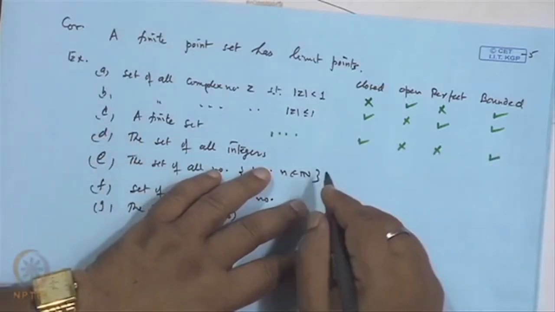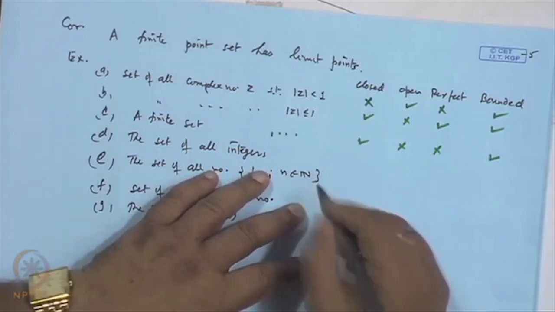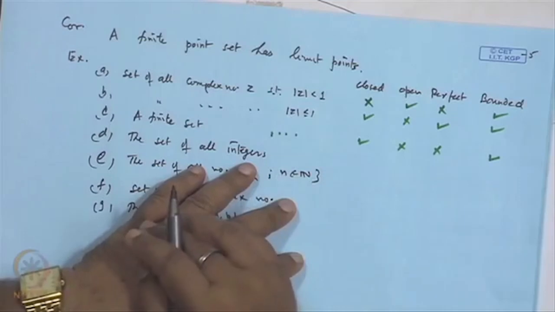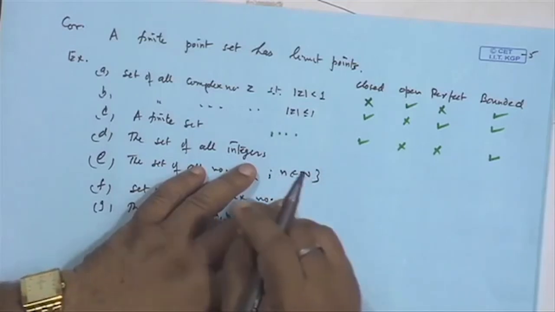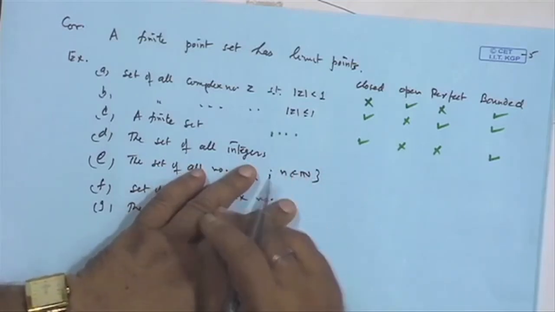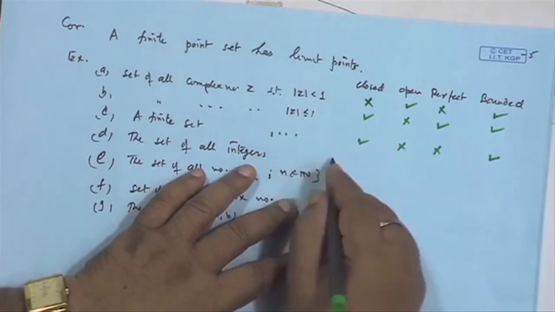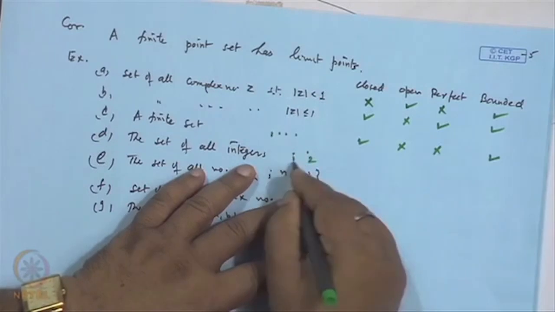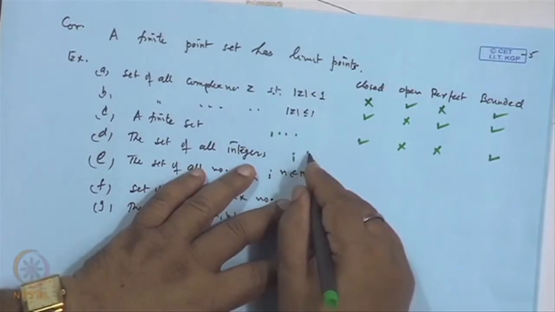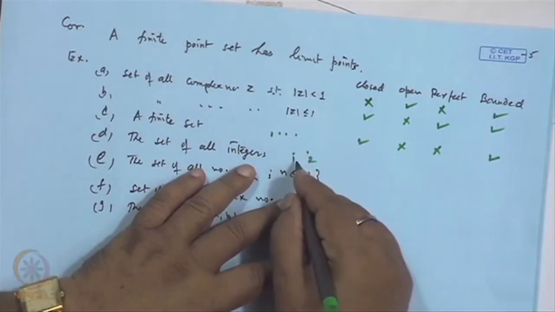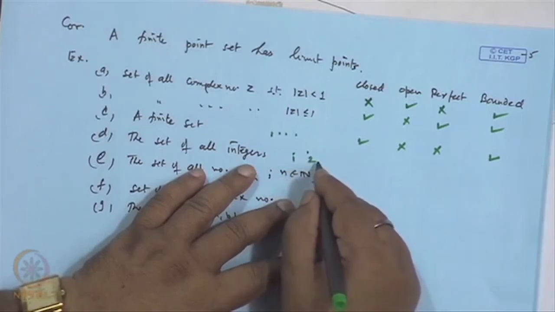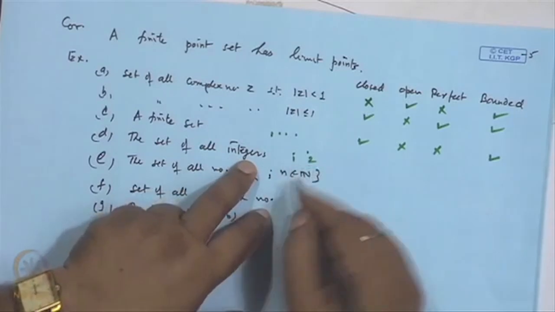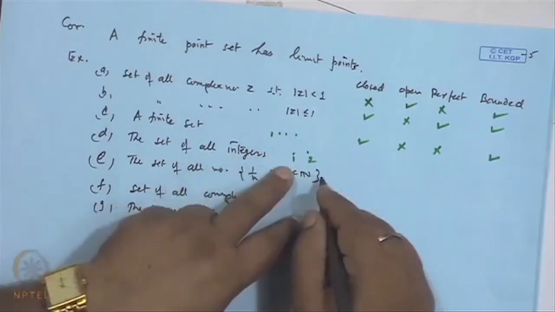Set of integers: this is a closed set, again the same thing. Every point is not a limit point, because again there is a gap between 1 and 2. So we can draw the neighborhood around the point 1 which does not include any other integer, so 1 cannot be a limit point. Similarly, all other integers do not have a limit point.